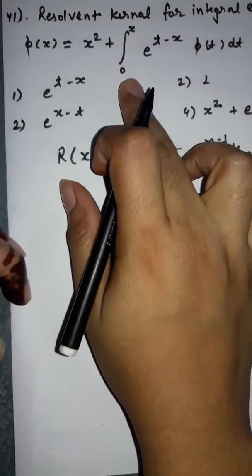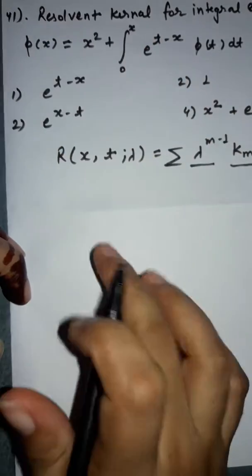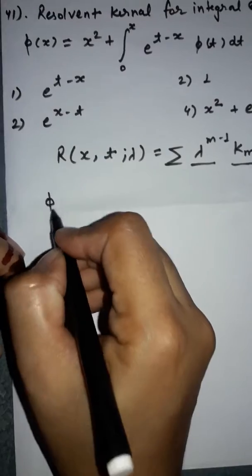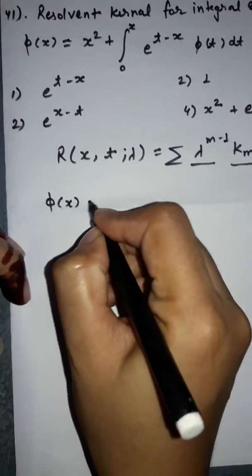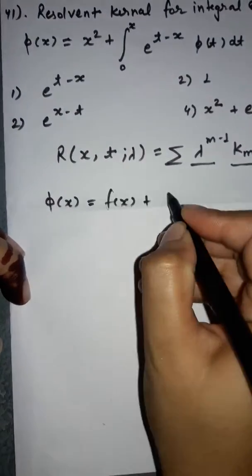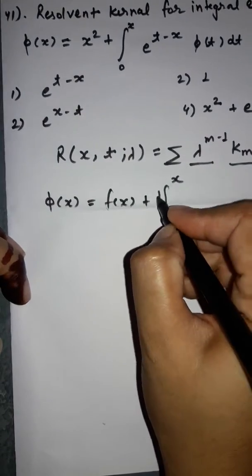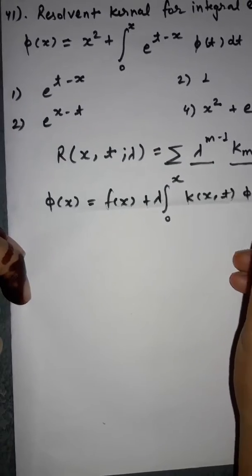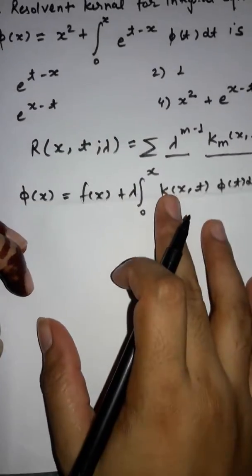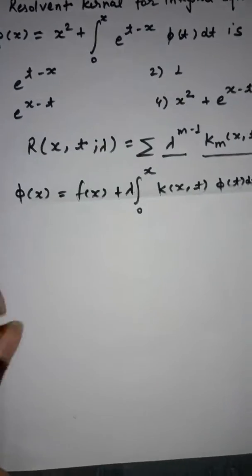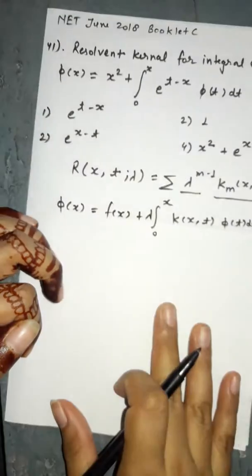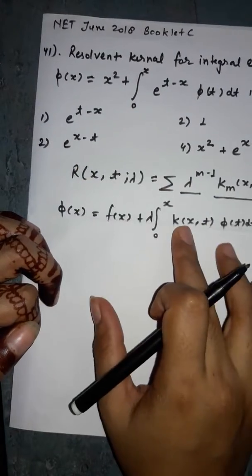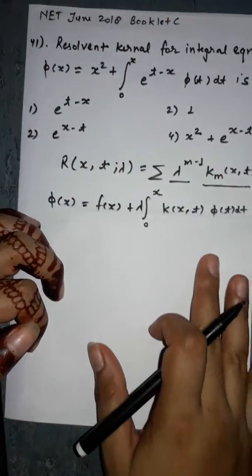This is a Volterra equation. See the limit 0 to x, so it is a Volterra non-homogeneous equation. If you compare this to the general equation of Volterra, phi of x is equal to f of x plus integral 0 to x lambda k of x comma t phi t dt. Okay, if you compare this equation and the given equation, then f of x is equal to x square, and k of x comma t is e to the power t minus x, correct?